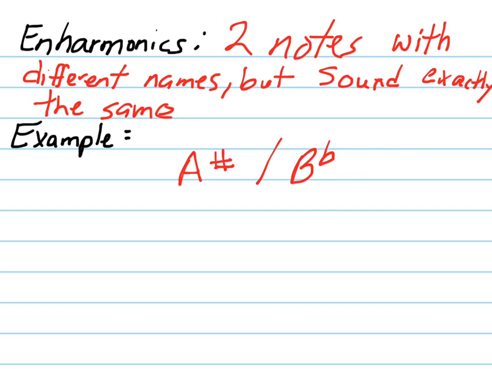Okay, so enharmonics are two notes with different names but sound exactly the same. That's where our sharps and flats really come in handy here. If we've got an A sharp on the piano, if I were to look at a B and go to B flat, it's the same exact note, just two different names.